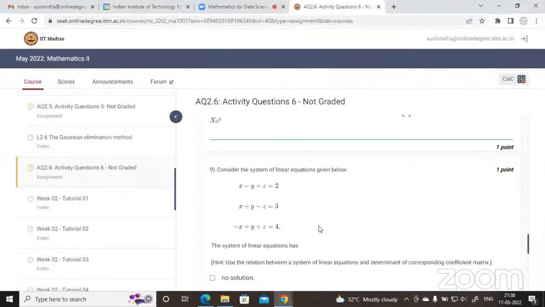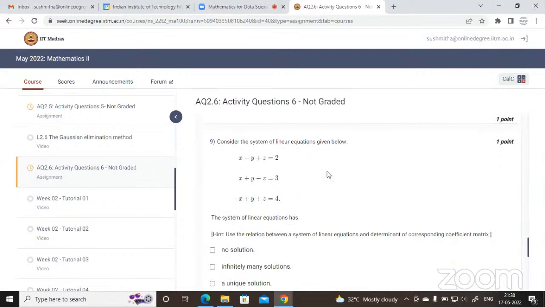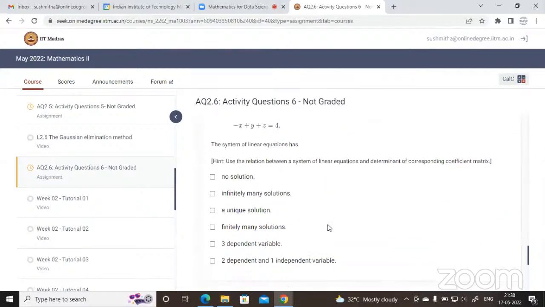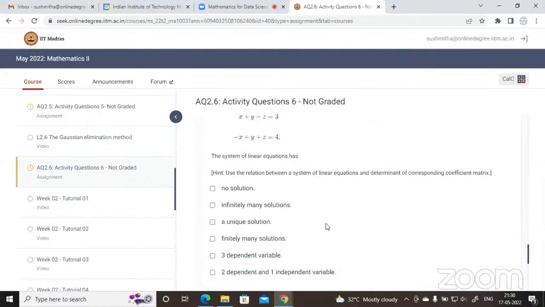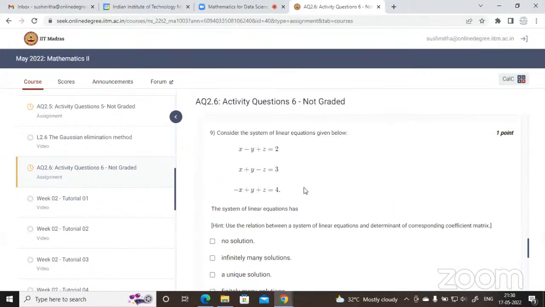Okay, question 9 also you had asked. Consider the system. Oh, this you just have to do, right? I'm doing it, but I don't know what mistake I make. In this question, there are two options. You have a 3 cross 3 system with 3 dependent variables. Here we find the unique solution.